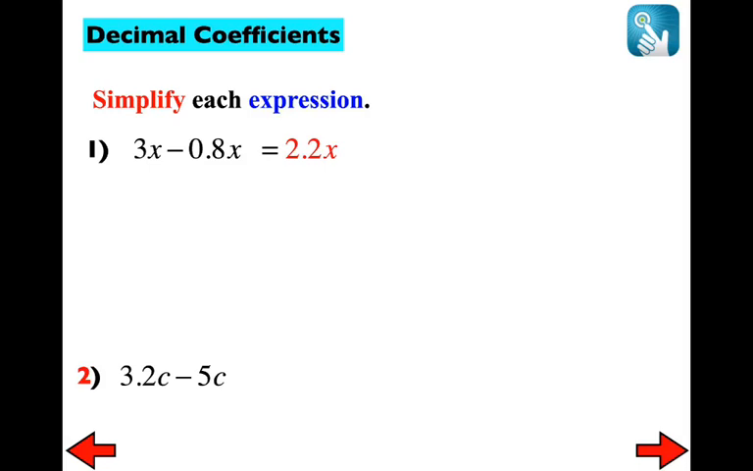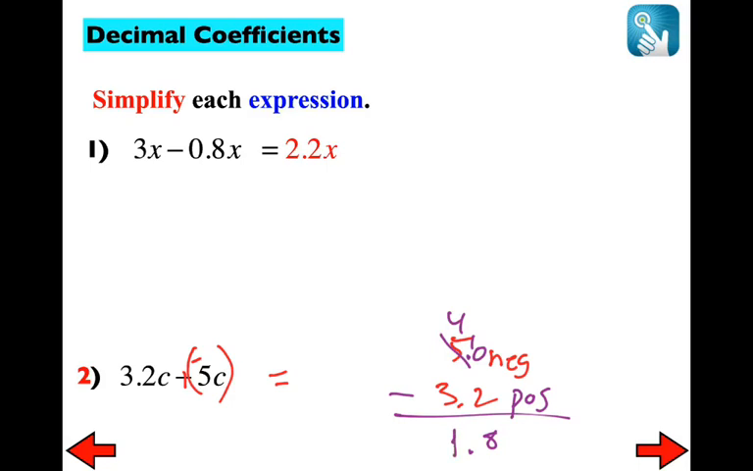Okay, so we could leave it like it is, or if we wanted to, we could add the opposite. We have 3.2 positive c's and 5 negative c's. We have more negatives than we have positives. We have 5 negatives, 3.2 positives. So I'm going to make that 5.0 negatives. And then we would have to do some borrowing here. And so clearly we have more negatives than we do positives and 1.8 more. And those are both c, so negative 1.8c.